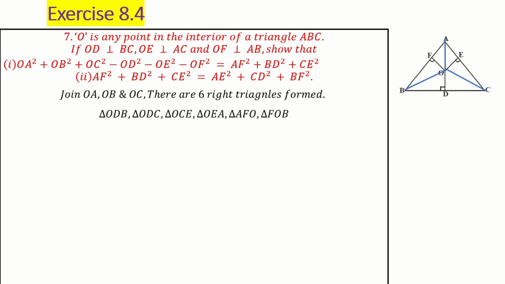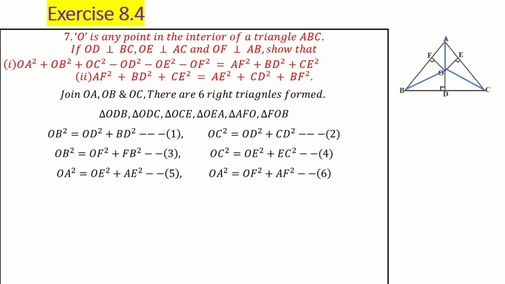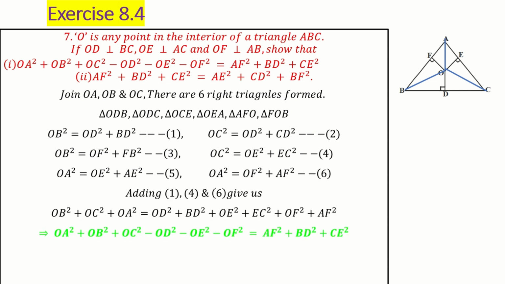Now these are the right angle triangles. You first write all 6 equations. Now you derive what you want from this. Just make sure you are not making any mistake in the writing of sides. That's it. Next. It's very easy to prove from all these things.